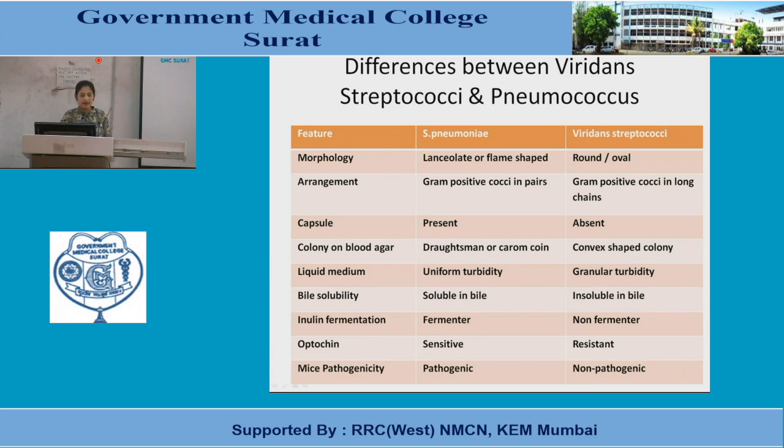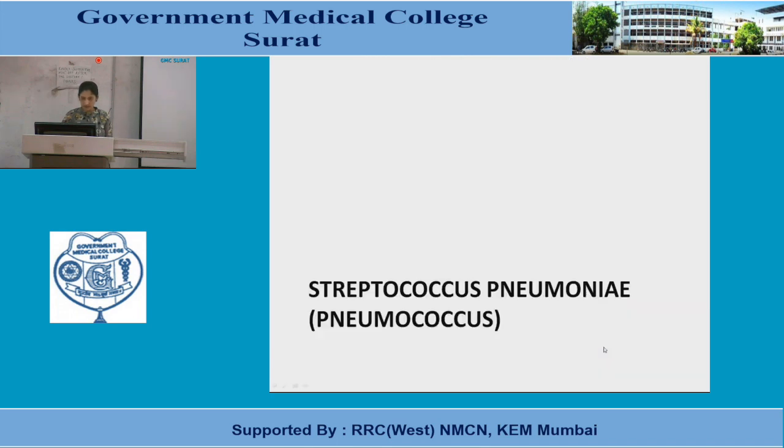Then bile solubility, inulin fermentation, optochin sensitivity, and mice pathogenicity give positive findings in Streptococcus pneumoniae. These last four tests are very specific only for Streptococcus pneumoniae. But in the viridans group of streptococci, they are negative. So from now onwards we will take up Streptococcus pneumoniae in subsequent lectures.